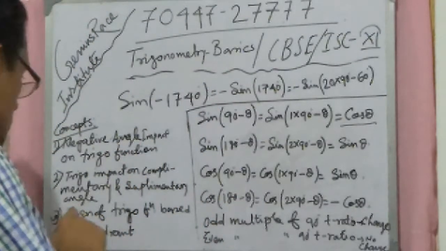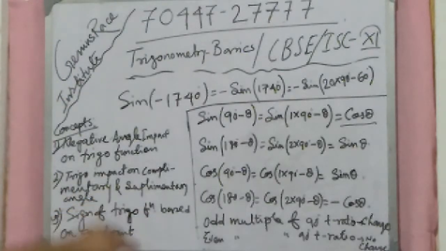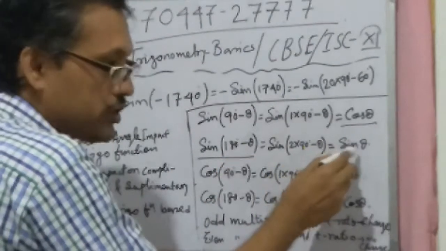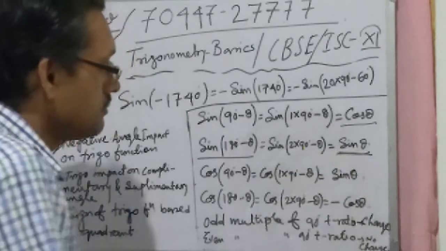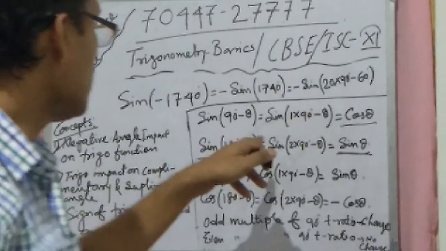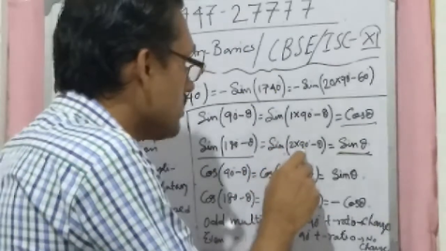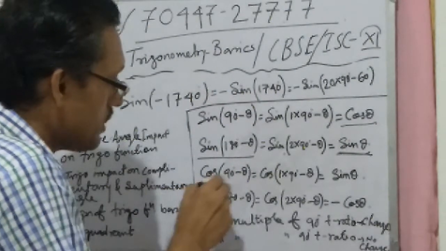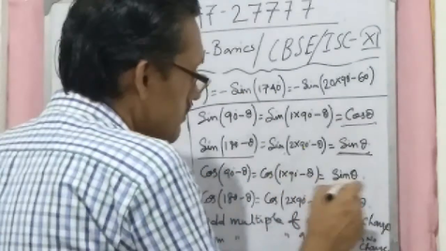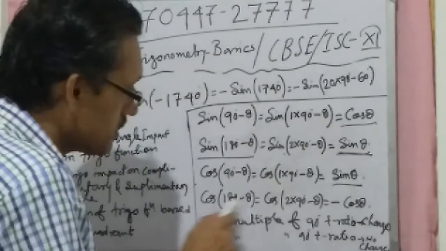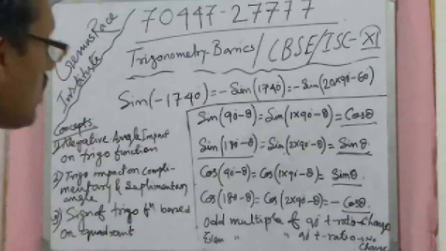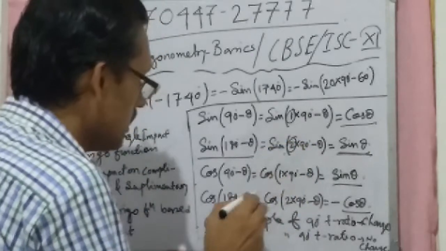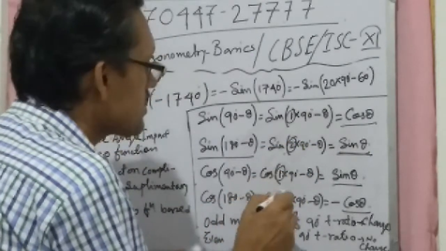Now from the sign of trigonometric functions based on quadrant, in the second quadrant sine is always positive, and that is also sine theta. That is, sine of 2 into 90 minus theta will give only sine theta. Similarly, cos of 90 minus theta will give this, and cos of 2 into 90 minus theta will give this. What we got actually, this was an odd multiple, this was an even multiple.